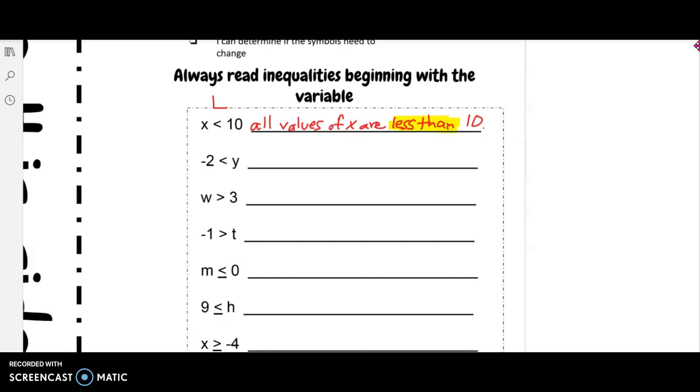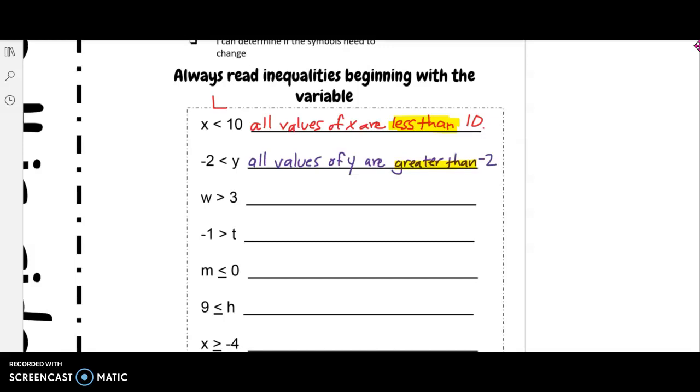Now, if we're writing it backwards and the y, the variable, is on the right side, we always start that way. So we're always going to start with the y's, or in this case, we're going to say all values of y. All values of y are. Now this symbol also looks like a less than symbol, but it isn't because we are starting with the y on the right side, so it's actually the opposite. This is actually going to be greater than -2.